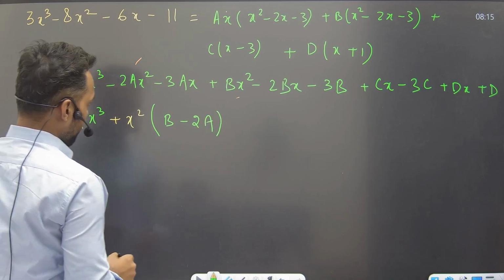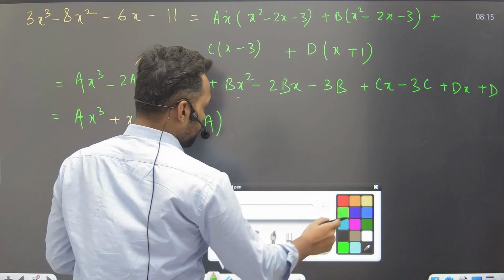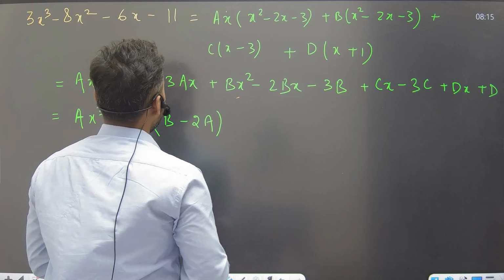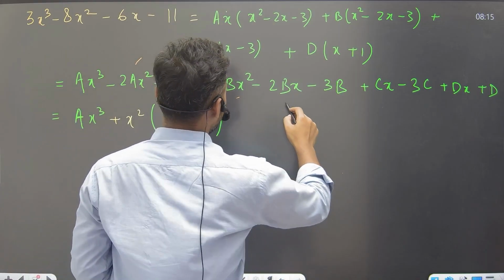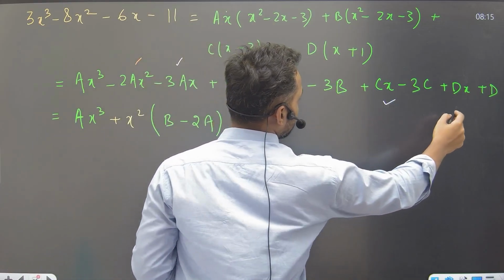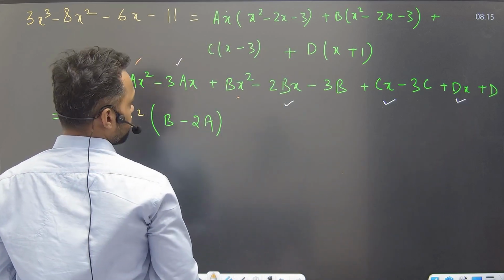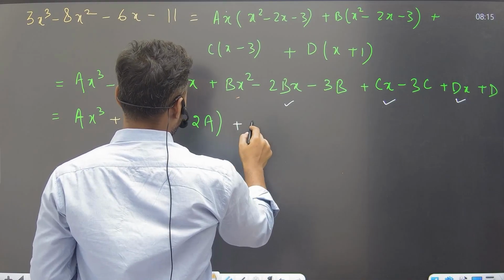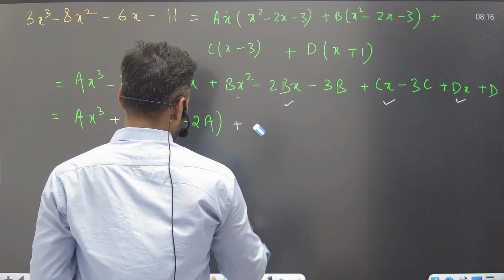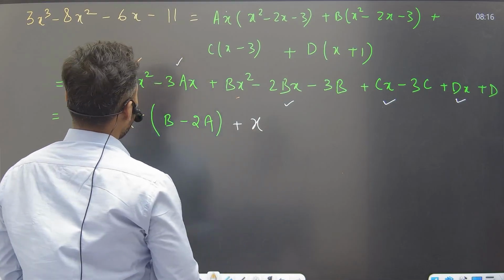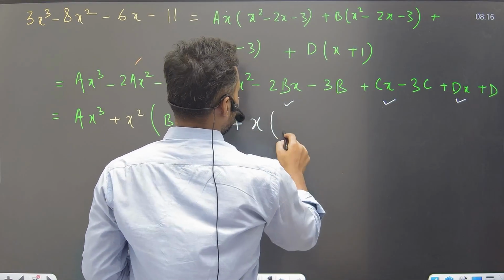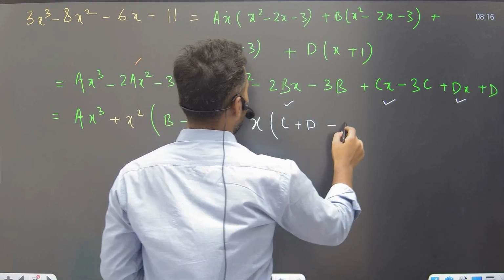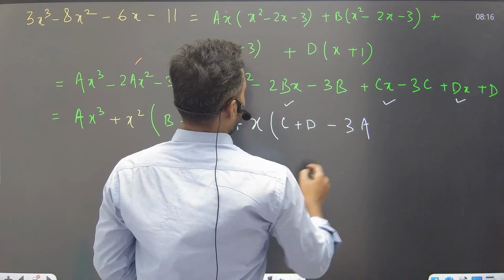Okay, now look for the coefficients of x. This is the coefficient of x, this is the coefficient of x, this is the coefficient of x, this is the coefficient of x. So it could be written as plus x, and in the bracket you will be getting c plus d minus 3a and minus 2b.